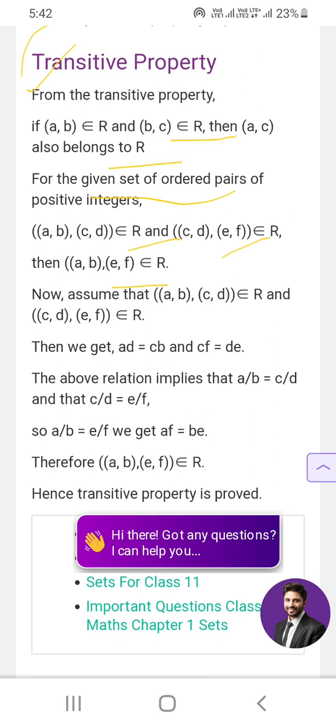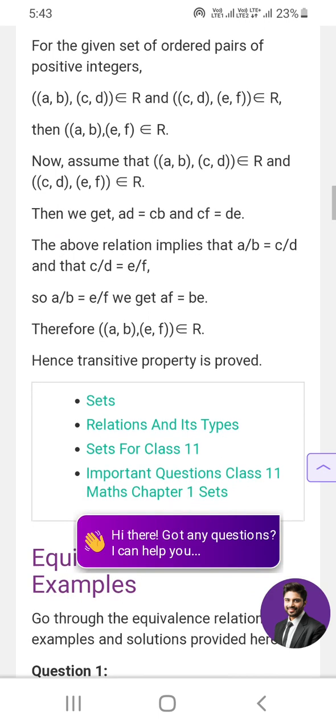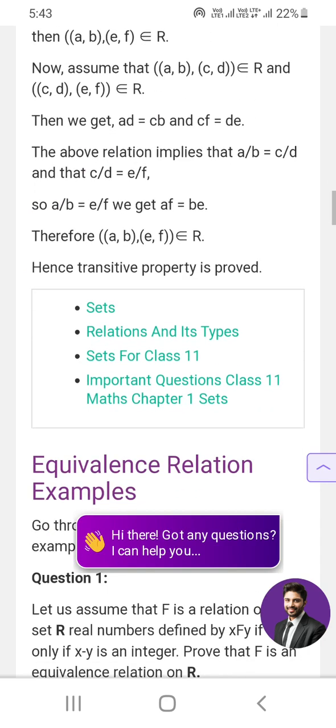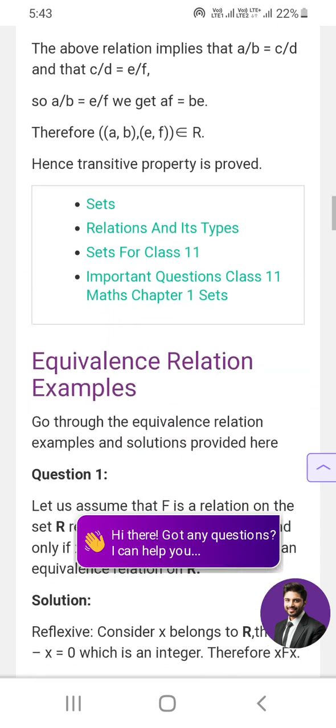Now assume that (a, b) and (c, d) belong to capital R, and (c, d) and (e, f) belong to capital R. Then we get ad = cb and cf = de. The above relation implies a divided by b equals c divided by d, and c divided by d equals e divided by f. Therefore (a, b) and (e, f) belong to R. Hence the transitive property is proved.